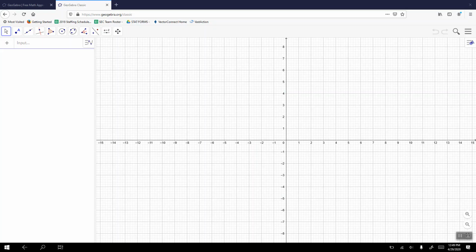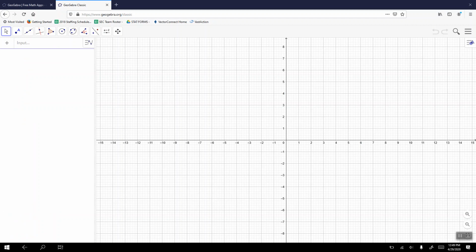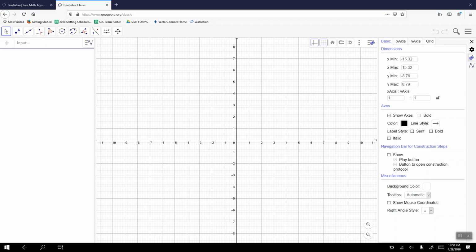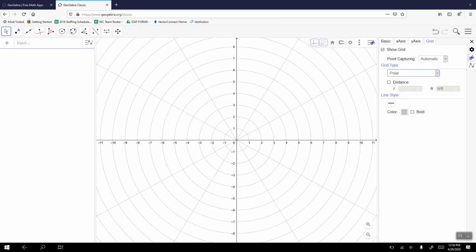Alright, so I'm here on Geogebra, and again, I just went on to geogebra.org, and I went down to where it says Geogebra Classic, and I clicked on that, so I'm right here. Now, Geogebra Classic by default automatically goes to the Cartesian coordinate system. In other words, the rectangular coordinate system. And in here we can see our x-axis, we can see our y-axis, and we see the rectangular grid. However, we can actually change this and make it into polar coordinates. And that's what I'm going to do here. I'm going to change this grid over to polar coordinates, and this is what it looks like.